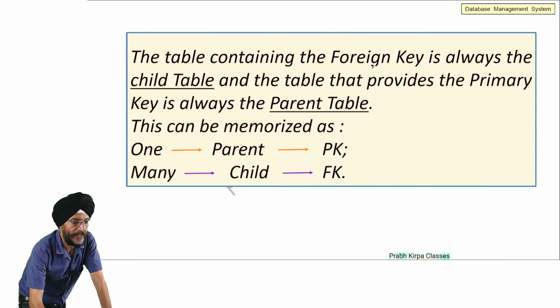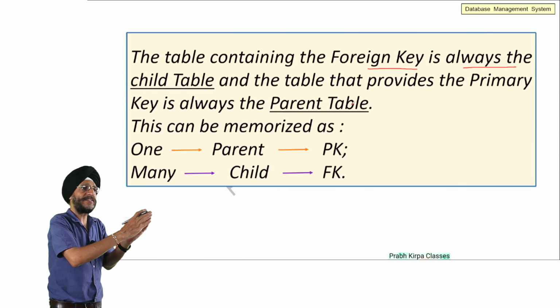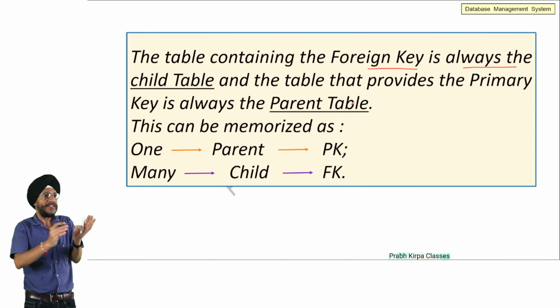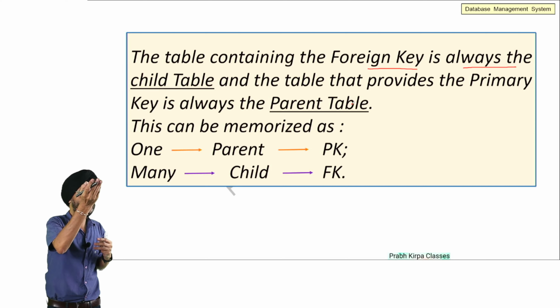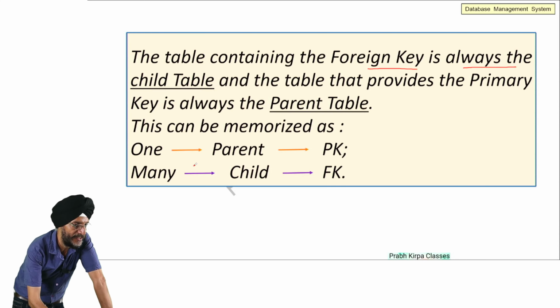The table containing the foreign key is always the child table, and the table that provides the primary key is always the parent table. That is, where the primary key is present, it is known as the parent table, and where the foreign key is there, it is known as the child table. So this can be memorized as one parent PK, many child FK.